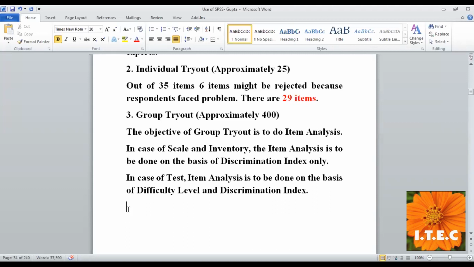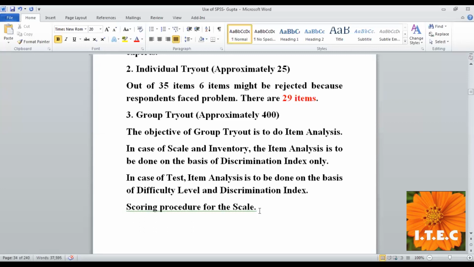Now, once you have done this, then now you have to calculate the discrimination index in case of scale and inventory, and you have to calculate the difficulty and discrimination index in case of test. So now after you have collected, you have to do the scoring. So let me tell you the scoring procedure for the scale.